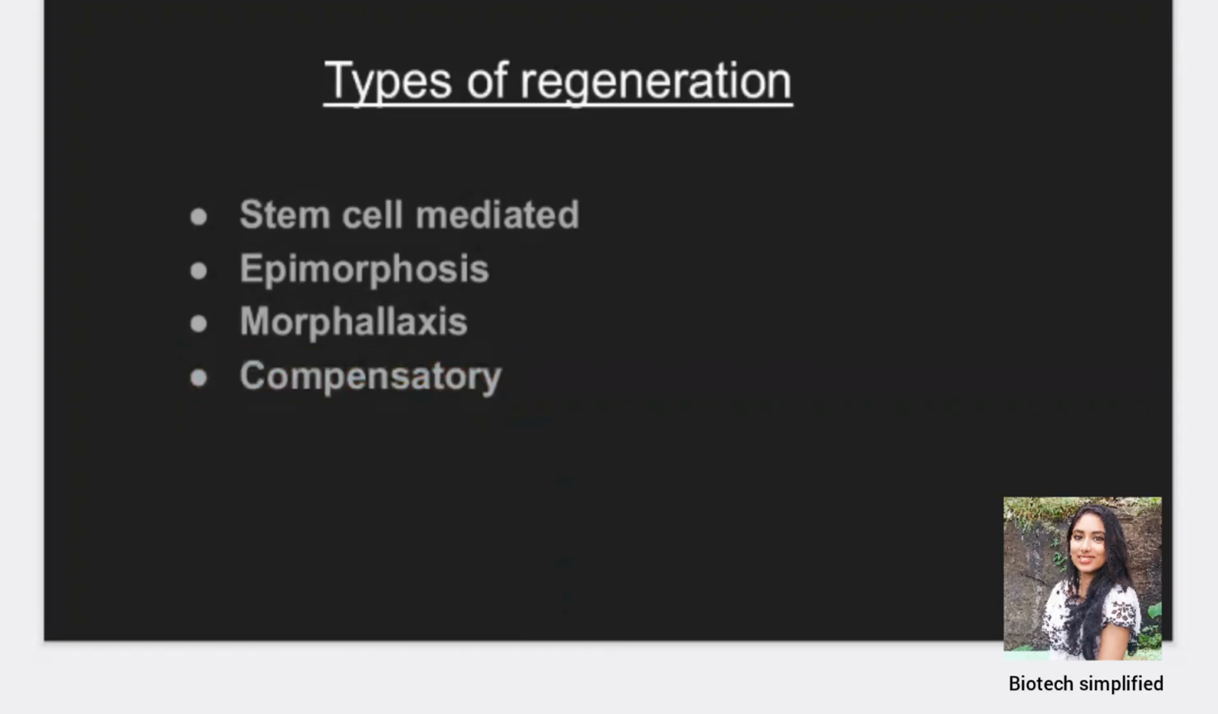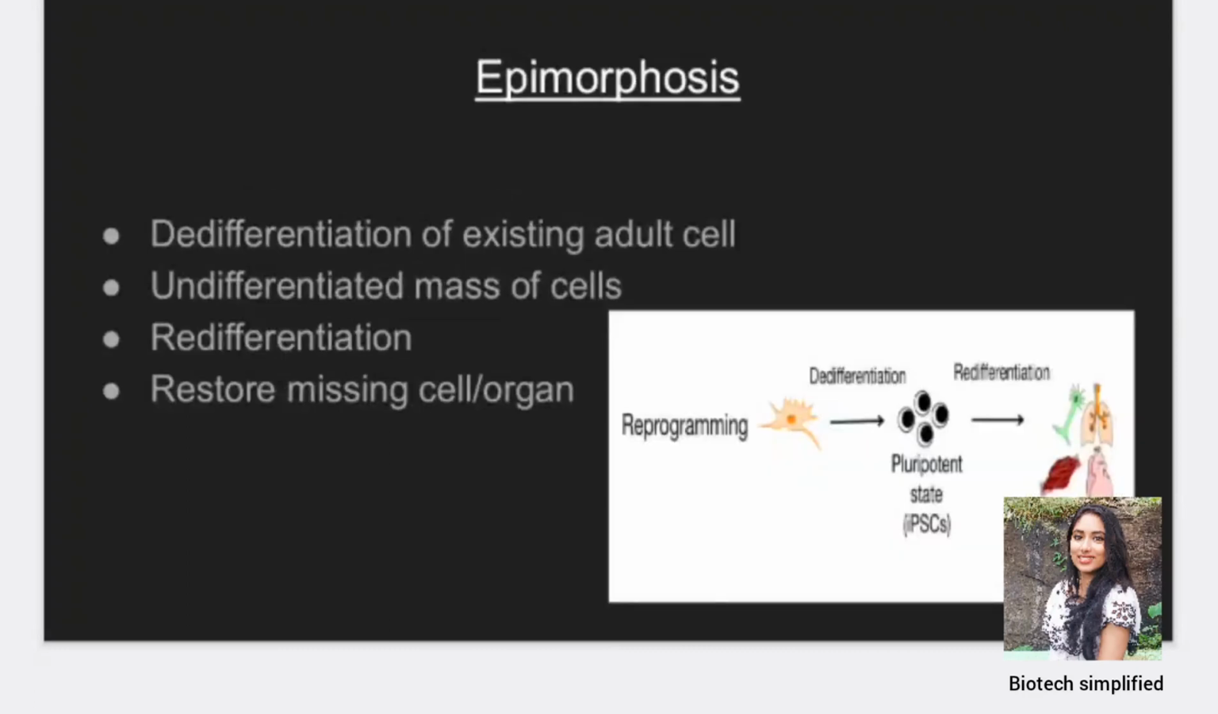In this video, I would like to discuss more on epimorphosis and morphallaxis. So let's discuss each in detail in the upcoming slides. Epimorphosis is a type of regeneration generally seen in amphibians as well as wall lizards' limbs. That is, if a limb is lost, the regeneration pattern seen there is epimorphosis.